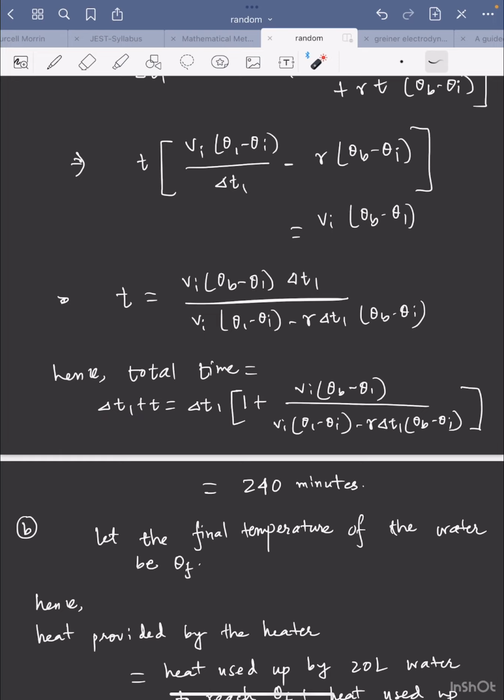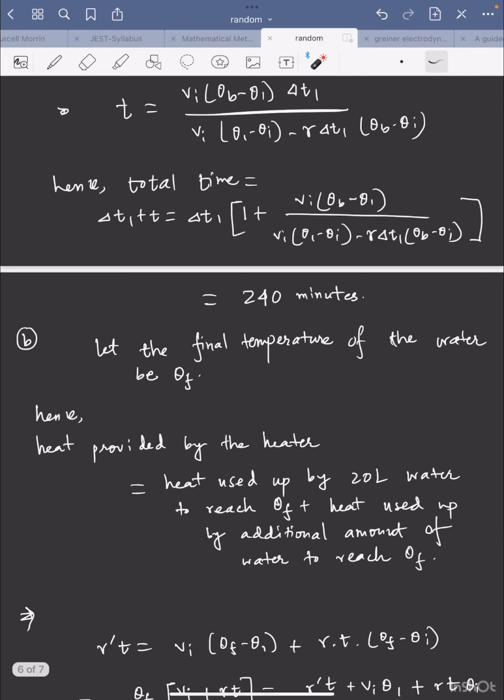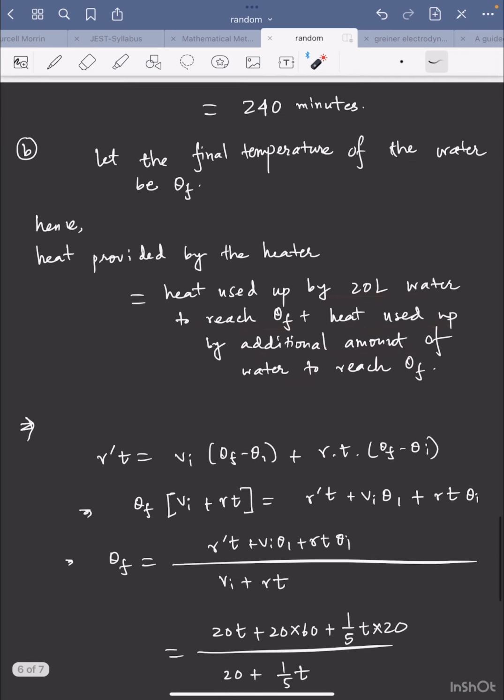Initially delta T1 was taken for the 20 liters to get to 60 degrees centigrade, so we have to add that also. So the final answer is 240 minutes. And for part B, let us assume that the final temperature of the water is theta F. We can apply the same concept here: the heat provided by the heater equals the heat used up by the 20 liter water to reach theta F plus the heat used up by the additional water to reach theta F.